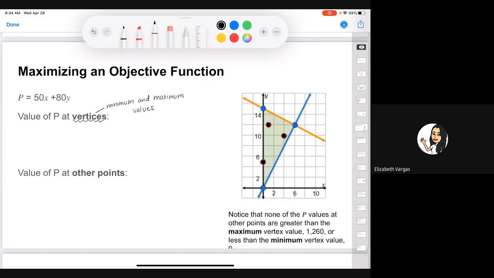We'll look at how to create an objective function, but here we've just been given it. So we're plugging it into our objective function. The ones on the vertices are going to be at (0, 0), (0, 15), and (6, 12). And so I'm just plugging that into my original equation, 50x plus 80y. And we want to see what that gives us. So let me go ahead and copy this down.